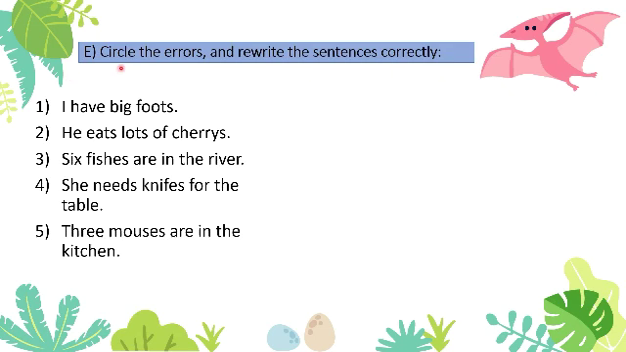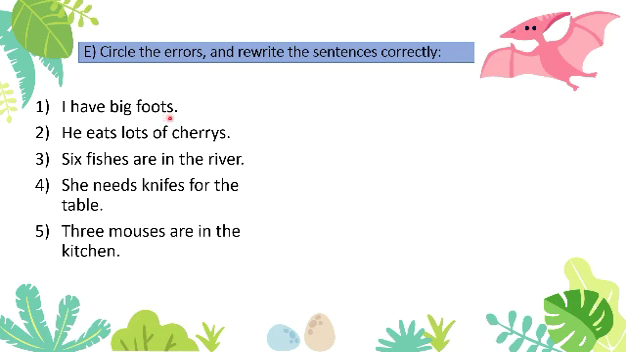So here students, what we have to do? We have to read out the question, that is the sentence given over here. You have to find out the wrong word which is mentioned in the sentence and you have to rewrite the sentence once again with that correct word. So let's start. I have big foots.